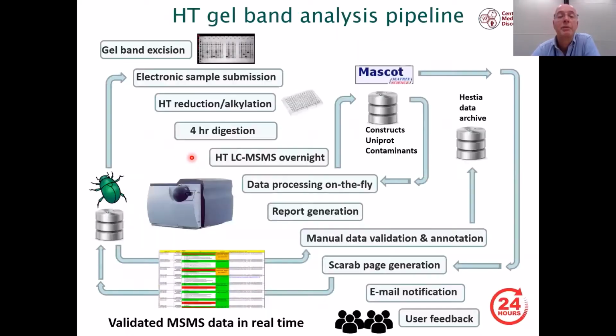So we can use that capability in the Centre for Medicines Discovery. We do that. This is our high throughput gel band analysis pipeline. So we start with samples that have been separated by SDS-PAGE. We excise those from the gel. We have an electronic sample submission system to speed up that process. We do the reduction alkylation in high throughput. We have a fast tryptic digestion protocol, which takes 4 hours.